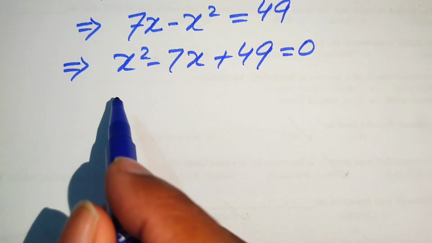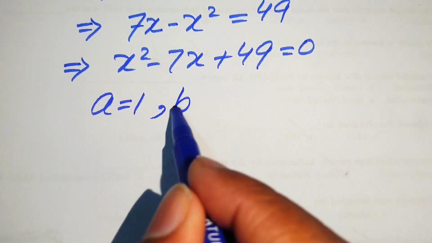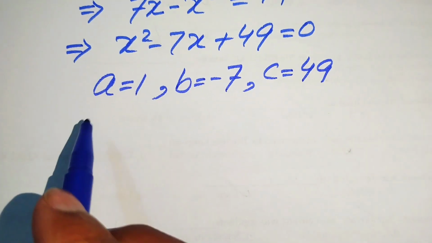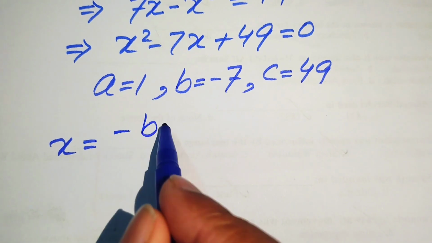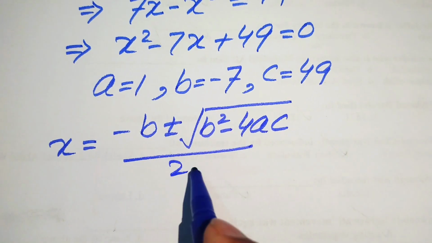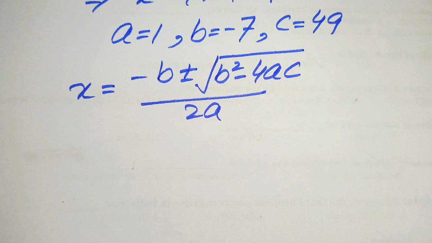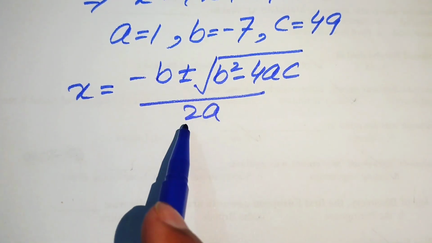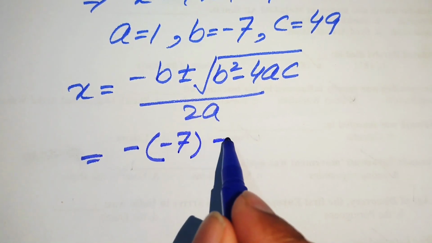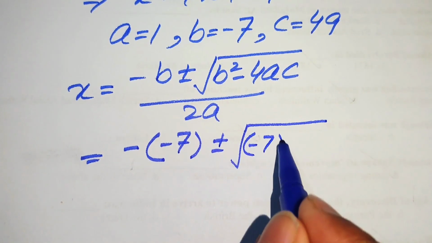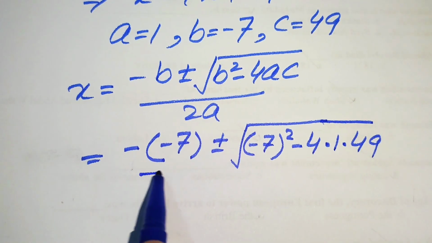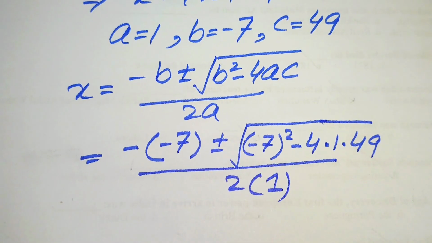First we write the coefficients of this equation: a equals 1, b equals minus 7, and c equals 49. Further, we first state the quadratic formula. It is minus b plus minus square root of b square minus 4ac, divided by 2a. This is our quadratic formula, and now we substitute the values of a, b and c here. It will be written as minus b, the value of b is minus 7, plus minus square root of b square, b is minus 7 square, minus 4 times a is 1 and c is 49, divided by 2 times a, and our a is also 1.